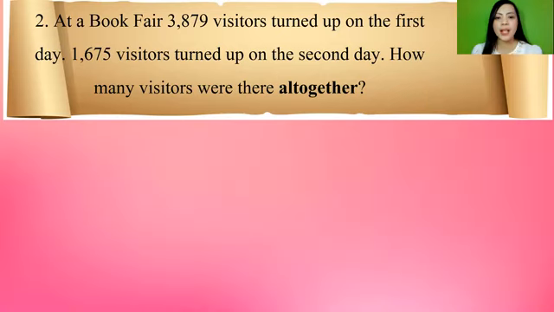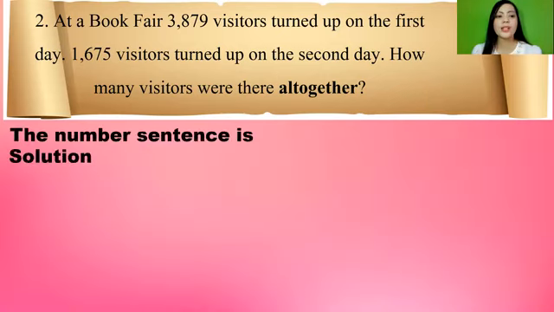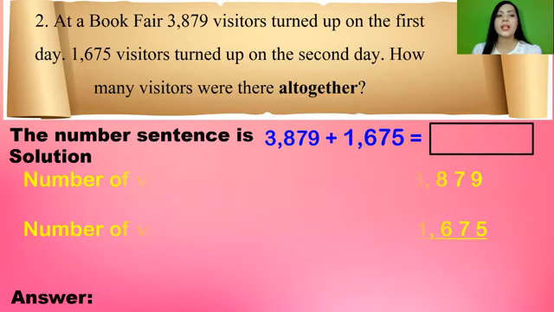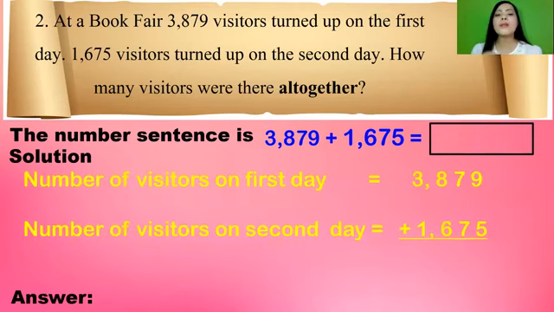Okay, so let us go to the process. The number sentence is 3,879 plus 1,675 equals blank. The solution: the number of visitors on the first day equals 3,879 plus the number of visitors on the second day is equal to 1,675. Let us solve the problem.